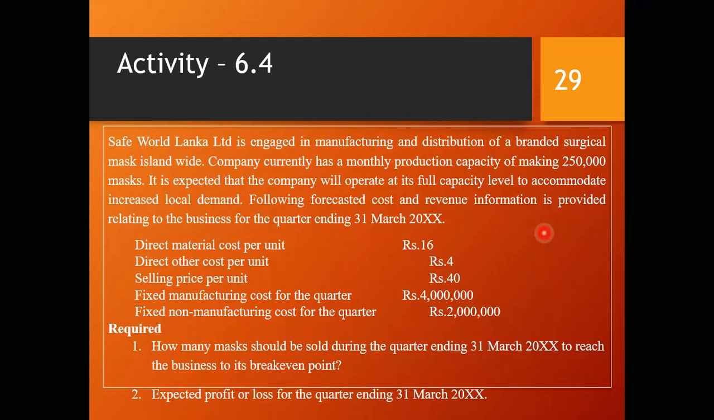Each unit gives you a contribution of 20. Therefore, any production above the break even adds to your profit. Therefore, 450,000 into 20, 9 million is your expected profit. Exactly. Good, that you understood the concept. 9 million is your profit. Actually, this 9 million is your margin of safety, in other words, isn't it?